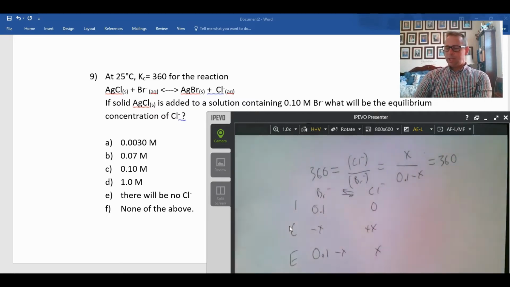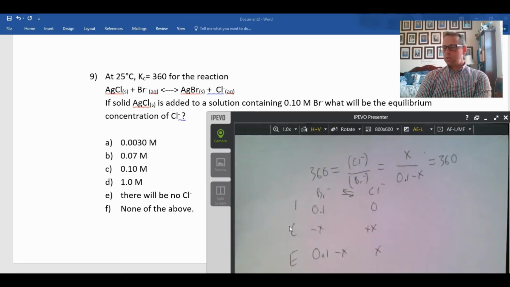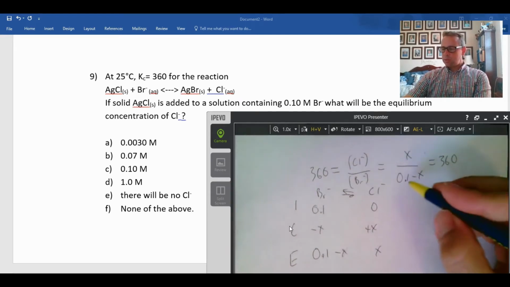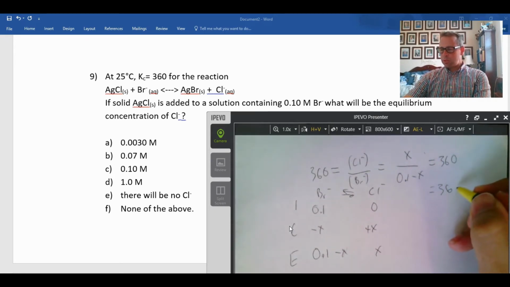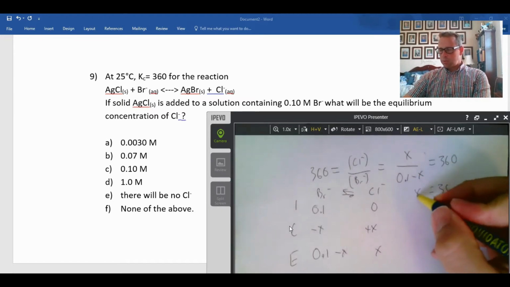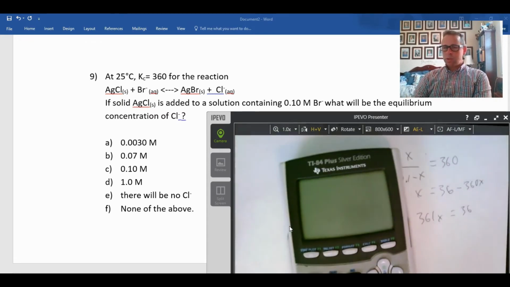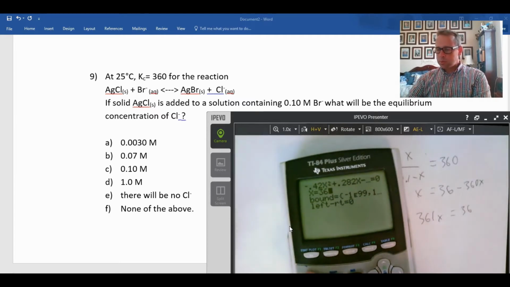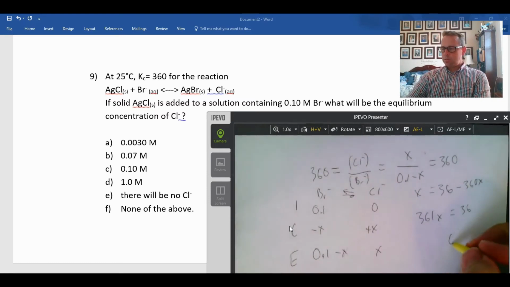All right. So we can't get rid of this x here because 360 is a pretty big Kc. We'll have 360 times 0.1, which we'll have to distribute through, so it's 36 minus 360x, and that will be set equal to x. We can add 360x to this side, so we have 361x set equal to 36. So then we can take 36 and divide by 361. So we got 0.0997, which is pretty close to 0.1.